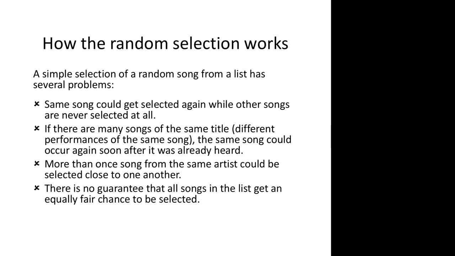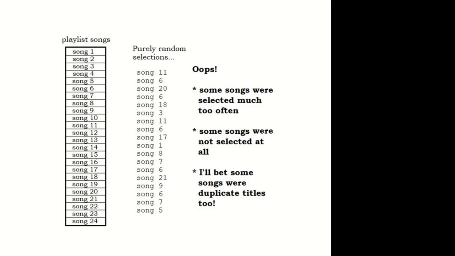If you have too many songs that have the same title, for example, different performances of the very same song, then they might get selected again and again. And even though, yes, it is a different song that was chosen, there is redundancy for the end user's listening experience. You could also have many songs coming from the same artist all at the same time because of pure random selection. And in the end, there's no guarantee that all of the songs in your playlist have a fair chance of getting performed.